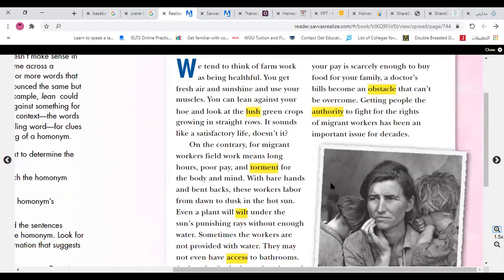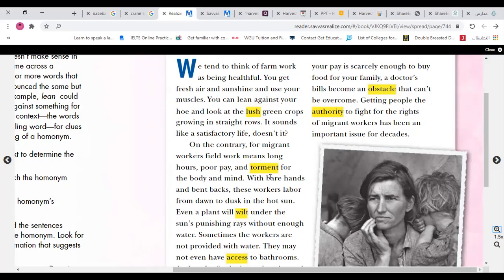Because those people use them in a bad way. They don't allow them to take a rest. They don't allow them to go to the bathroom. Some of them don't even allow giving water to them. They use them as working animals, even inferior to animals. So those people are tormented.